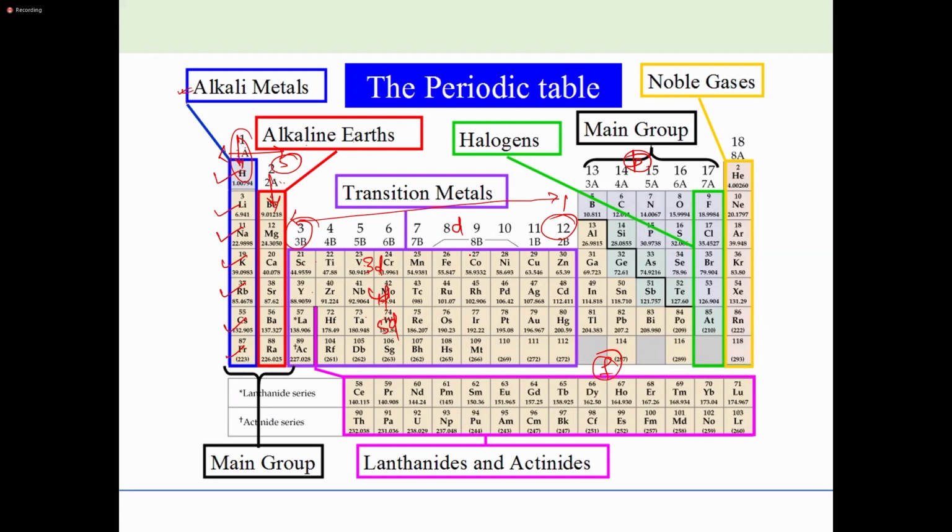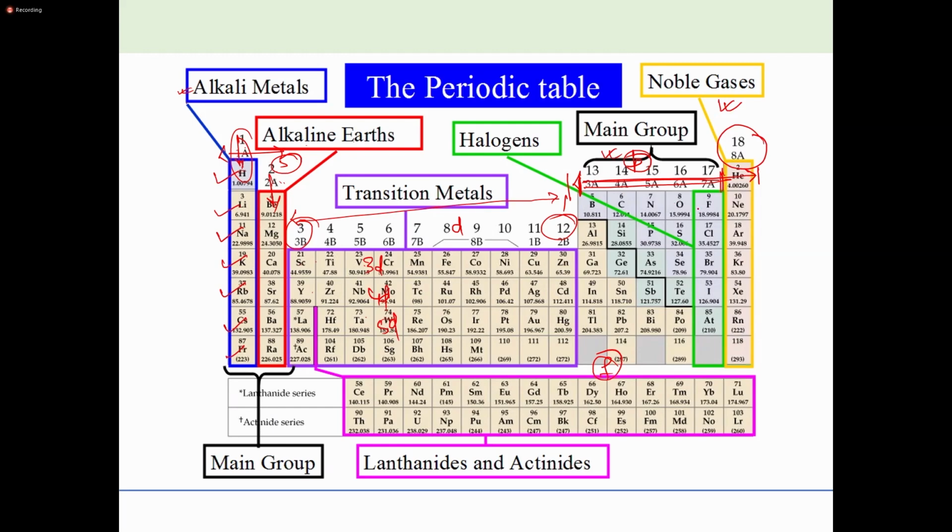Second thing, groups 13 to 18. This 13 to 18 is called the P block elements. Among these, groups 13 to 17 are called the main group. And group 18 is called the noble gas.